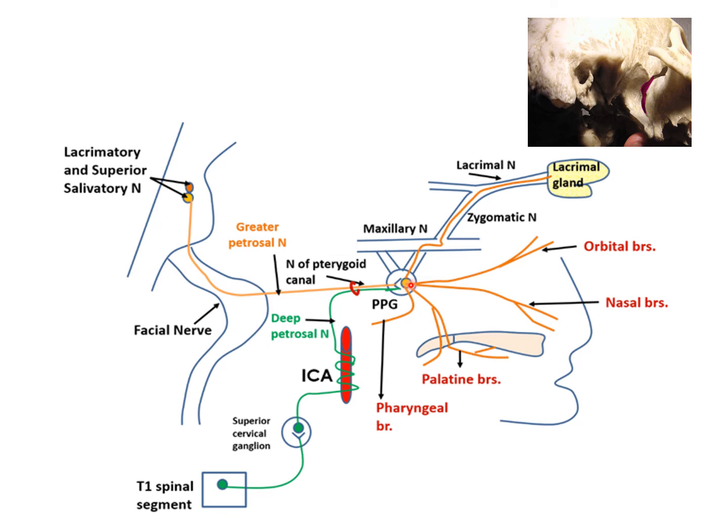The postganglionic parasympathetic fibers are distributed to two types of glands through the zygomaticotemporal nerve to the lacrimal gland and through the ganglionic branches, the orbital, nasal, palatine, and pharyngeal branches to mucous glands in these areas. And finally, the sensory route itself is provided by branches of the maxillary nerve.